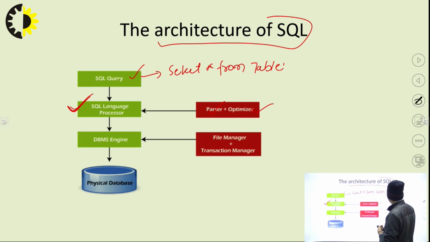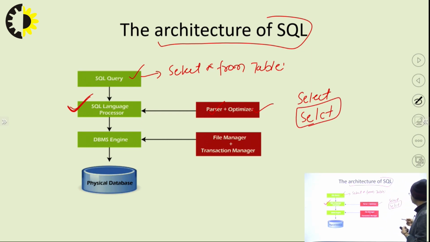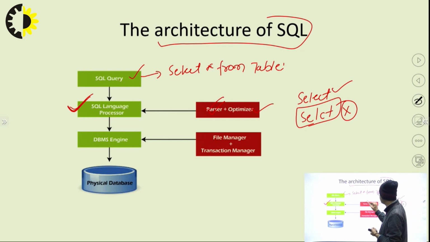Let's suppose someone wrote select, and by mistake someone writes SELCT. There is a mistake in the spelling. This is the right select, this is the wrong select. Then who is going to tell the user that whatever you have written is wrong, either literally wrong or misspelled? This is the parser. The role of the parser is to give the user a message whether what you have written is right or wrong. If it is right, then the optimizer is involved.